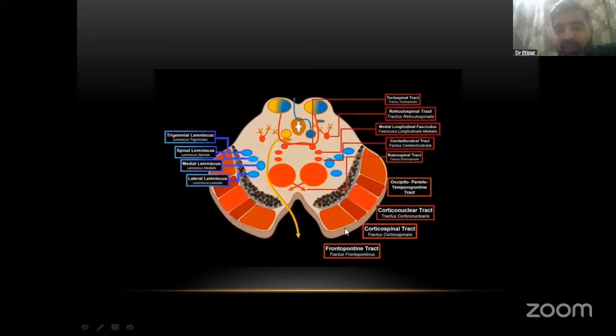So you can see the frontopontine tracts are the corticopontine tracts actually, but it has been divided: the frontopontine tracts, and the occipito-parieto-temporopontine tracts. This is the corticospinal tract. These two are called the corticonuclear tract. Okay, got it?